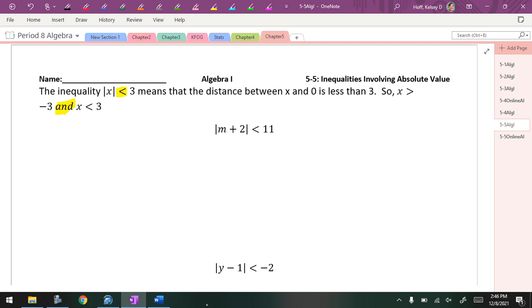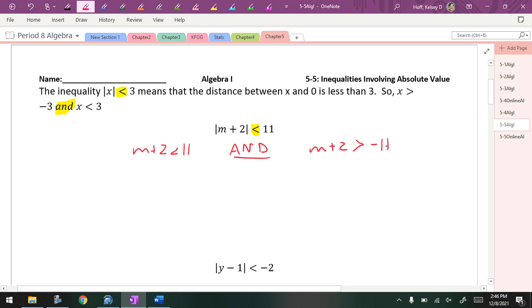We have to do the same thing here. So on this problem, the absolute value of m plus 2 is less than 11. Because I see the less than sign, I'm going to split this into 2. m plus 2 is less than 11, and m plus 2 is greater than negative 11. The first one you leave, the second one you flip the inequality and you make it negative. Everybody follow what I did so far? Okay, let's solve for m.